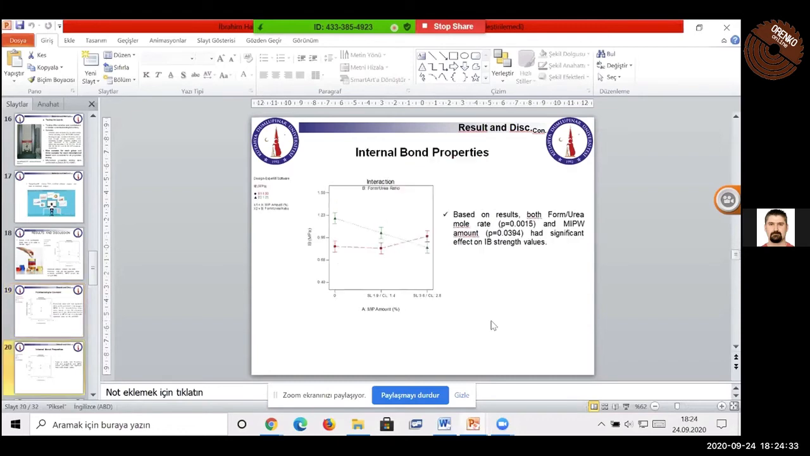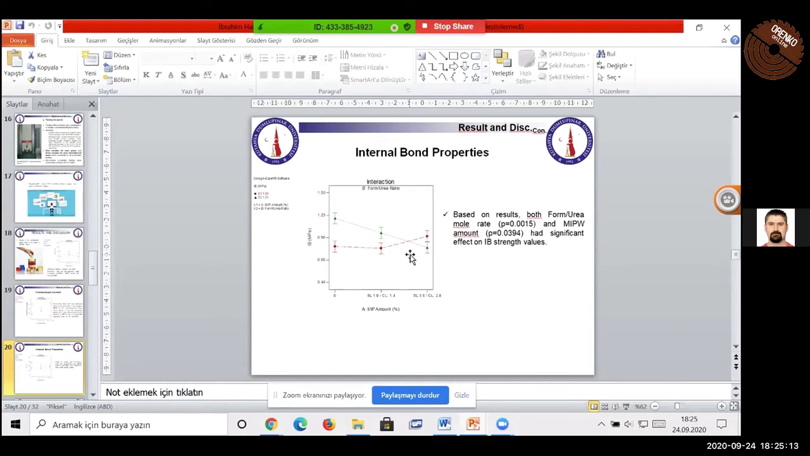Internal bond properties, and based on the result, both formaldehyde and urea mole ratio and MIP waste amount had a significant effect on IB strength values. With the addition of the MIP waste, IB values of 1.25 mol resin groups are more influenced than 1 mol resin. In the 1.25 mol resin groups, you can see from here, is the green color, 1.25, and the 1 mol resin is the red one.